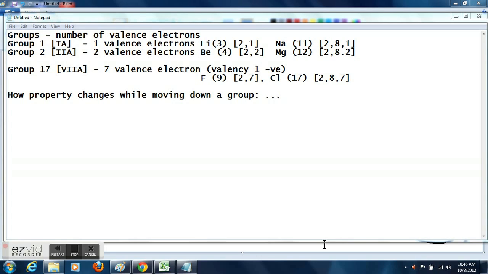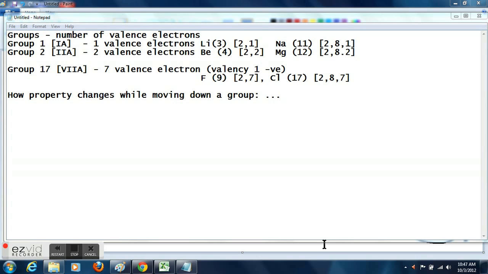Take the case of group 17, the earlier naming is group 7A, which are called halogens, having 7 electrons in their valence shell or outermost shell. Therefore, it will have a negative valency of 1. That means it will form a negative ion like fluoride ion, like chloride ion. Take the case of fluorine, atomic number 9. The outermost shell is having 7 electrons.